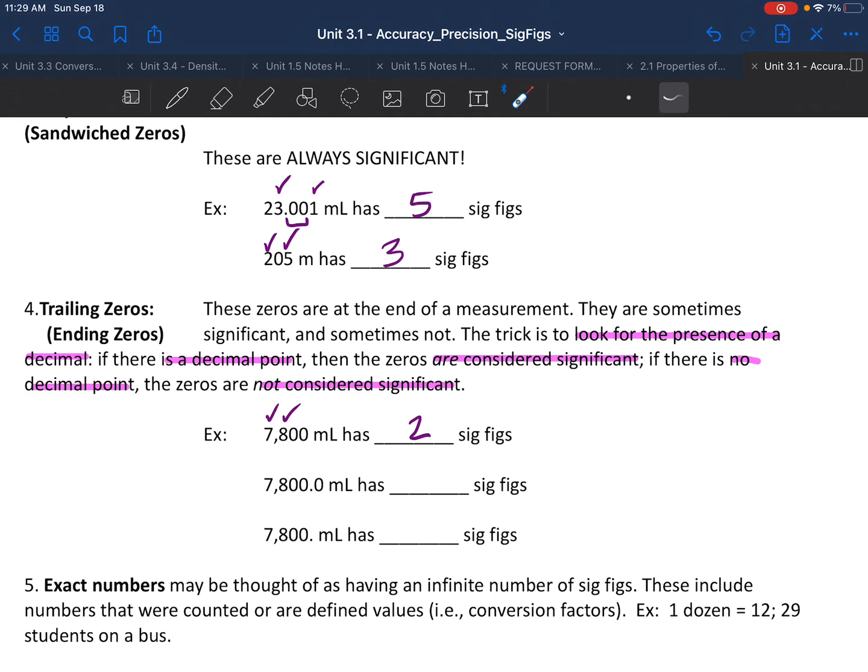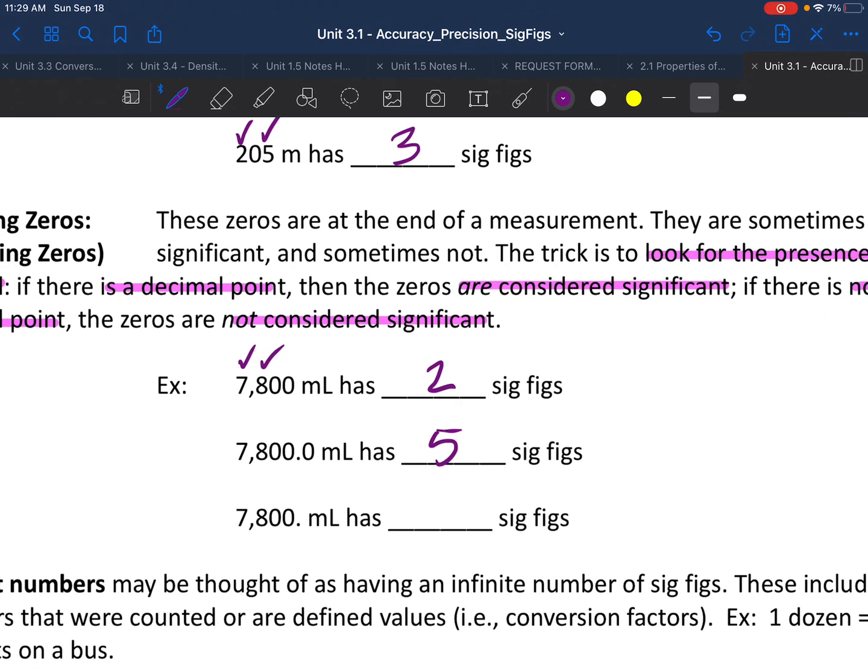Now, taking a similar looking number, we first ask, of these zeros, are there numbers that are not 0 to the left? Yes. Is there a decimal? Yes. So they are all significant. That would give us 5 significant figures. Now this bottom one is very similar. We have numbers to the left that are not zeros, and we have a decimal. So you still count all 4. These would be 4 significant figures.